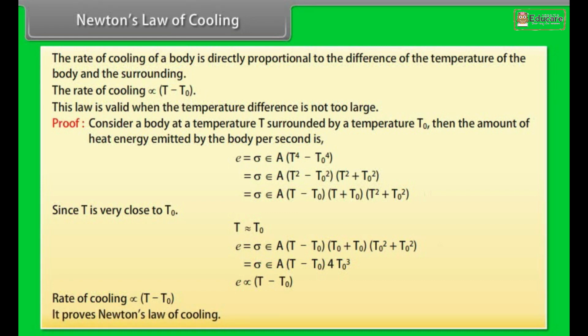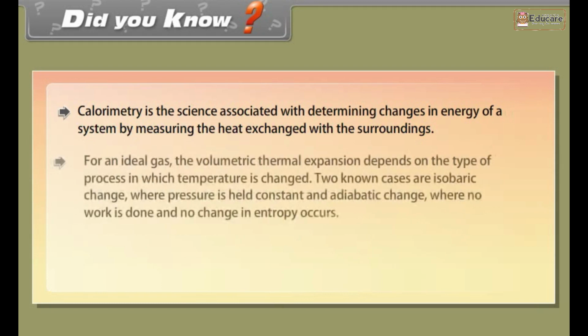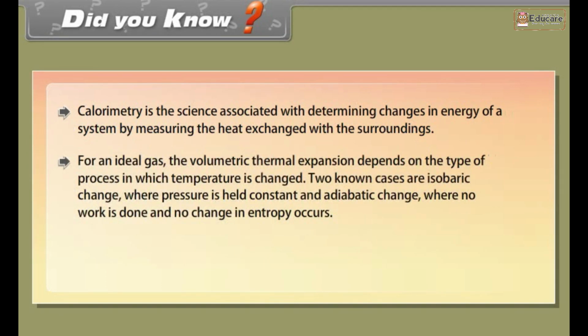Newton's law of cooling. Did you know? Calorimetry is the science associated with determining changes in energy of a system by measuring the heat exchanged with the surroundings. For an ideal gas, the volumetric thermal expansion depends on the type of process in which temperature is changed. Two known cases are isobaric change, when pressure is held constant, and adiabatic change, where no heat is exchanged and no change in entropy occurs.